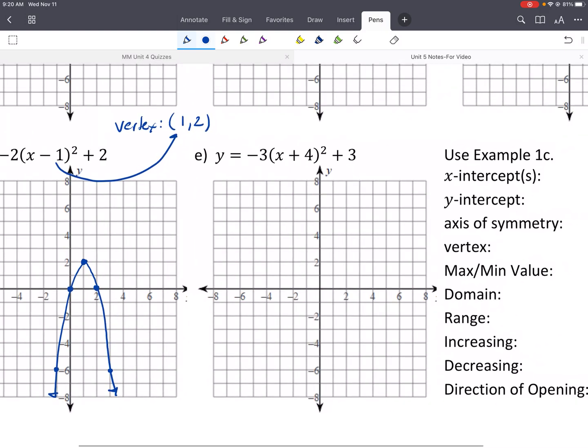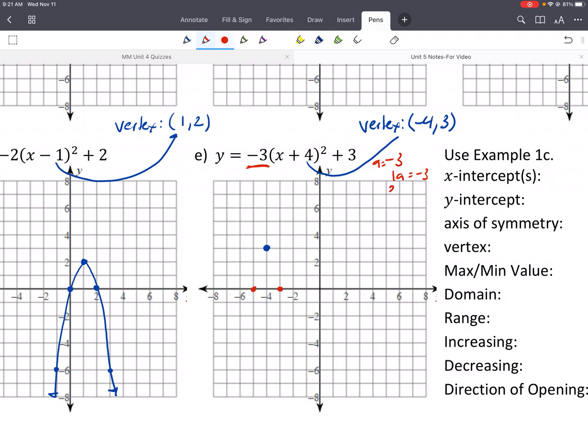Okay, and let's do one more. So here we want to find our vertex. Again, what's inside is opposite of what you'd think, so it would give us a -4, 3. So -4, 3. And then our A value here is a -3. So we'd do 1A, which would give us a -3, so we go over 1, down 3. And then 3A would give us a -9, and that would give you all the way out. Sorry, I need to adjust this next time so it's all within the graph.